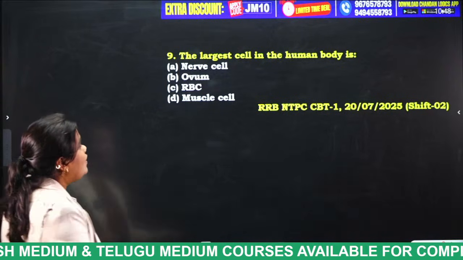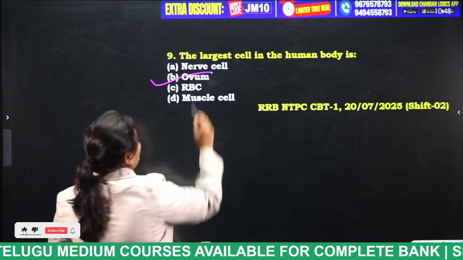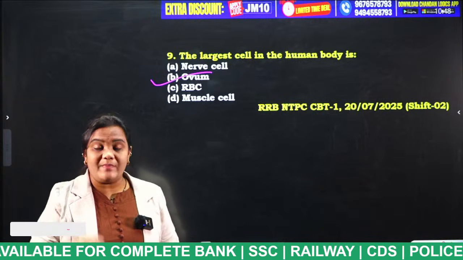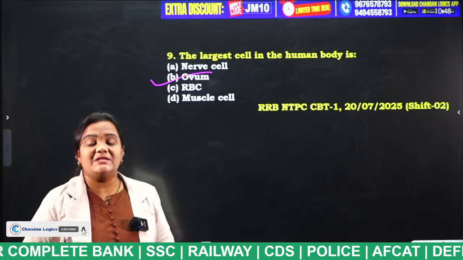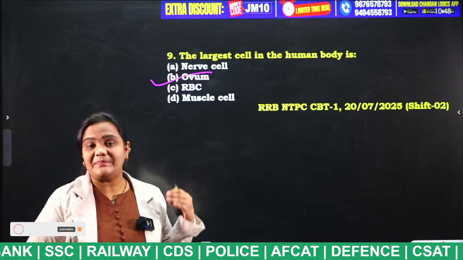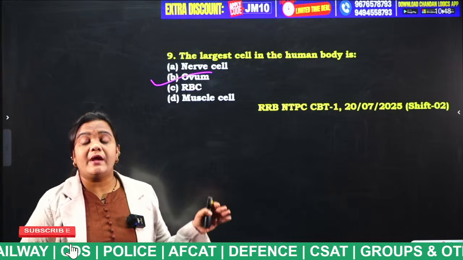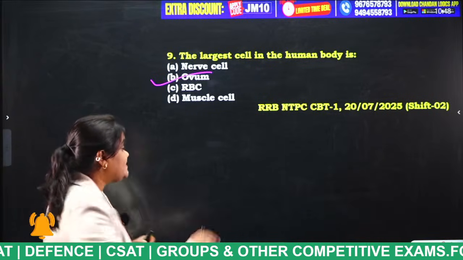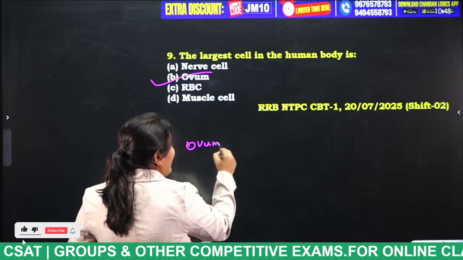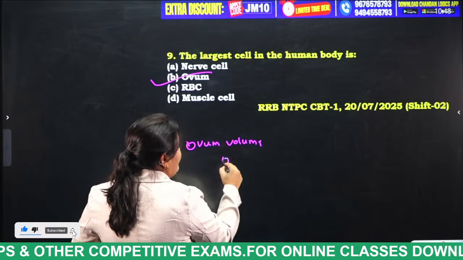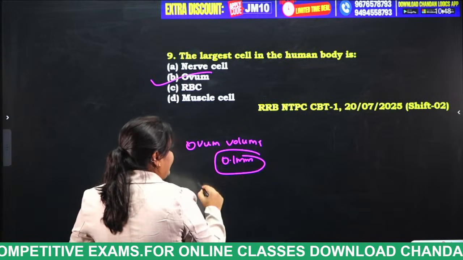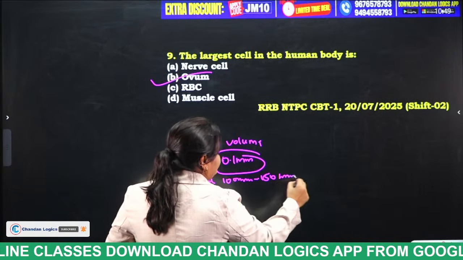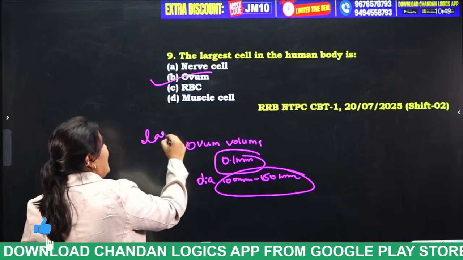Very good, very good. The largest cell in the human body is the ovum. The ovum is released from the female reproductive organ. It is released from the ovaries, and the ovary is the female reproductive organ. The ovum is the largest cell in the human body. Its volume is approximately 0.1 mm and its diameter is 100 to 150 mm. So it is the largest cell in the body.